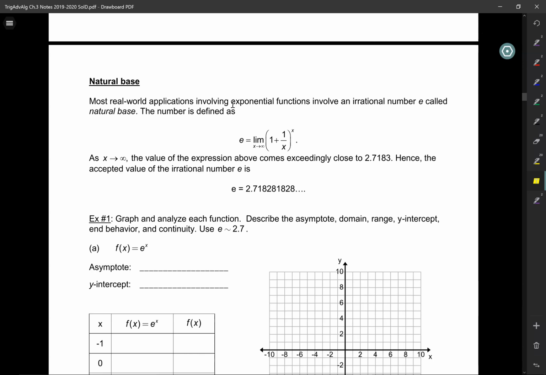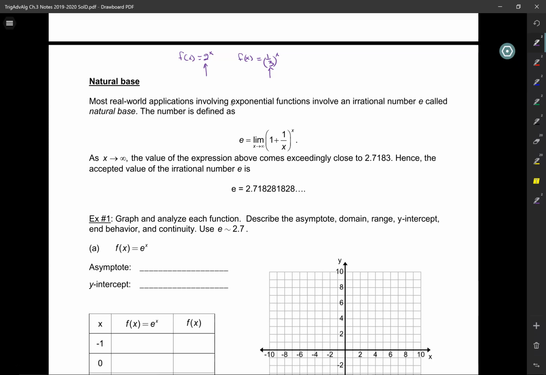So yesterday we talked about how to graph exponential functions, right? We graphed things like f of x equals 2 to the x, f of x equals 1 over 3 to the x, and so on and so forth. And you can see that the base here can really be any number, any constant, right?